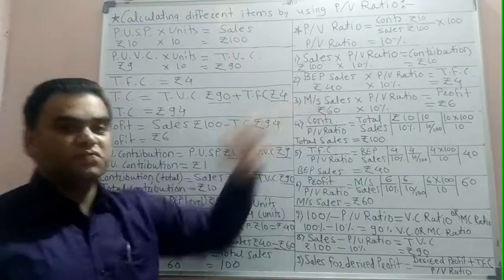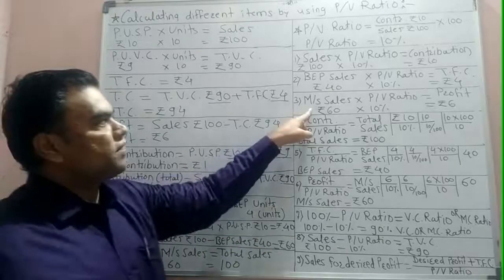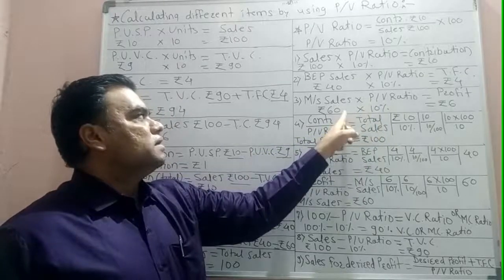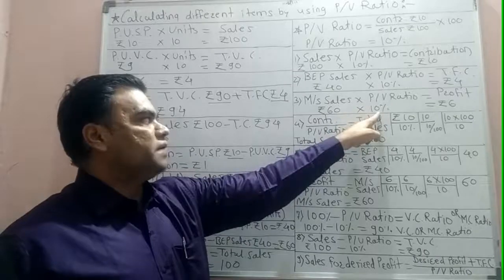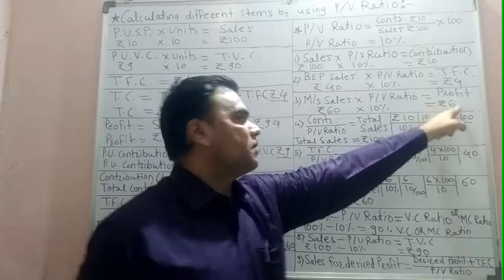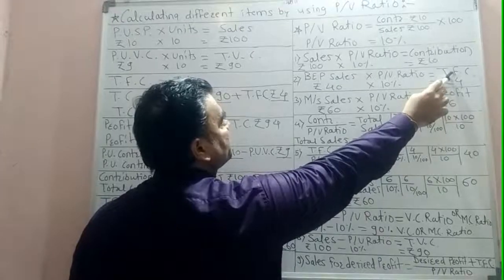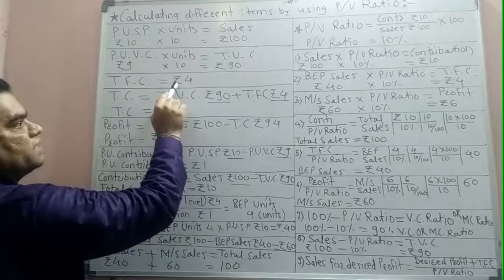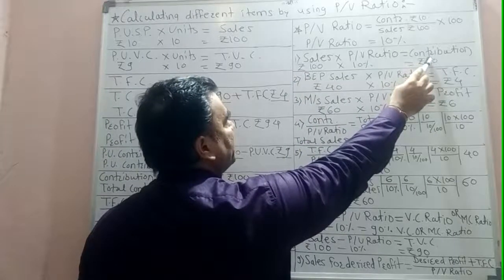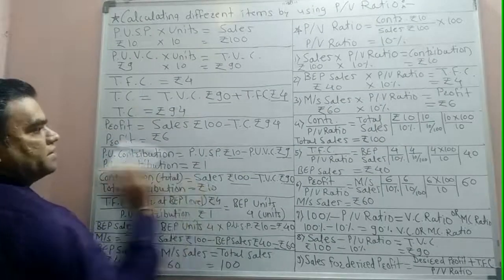Then third, margin of safety sales. Margin of safety sales is rupees 60. So that's why we have taken 60 into PV ratio. So margin of safety rupees 60 into 10%. So 10% of rupees 60 is 6. That is the amount of profit. You can see profit is 6. You can see total fixed cost we have calculated by using PV ratio, which is 4. In the first case also, the contribution we have calculated by using PV ratio is 10. You can see that contribution is rupees 10.